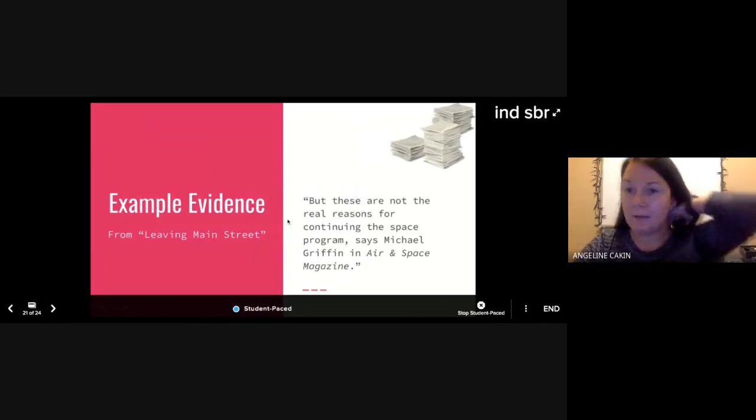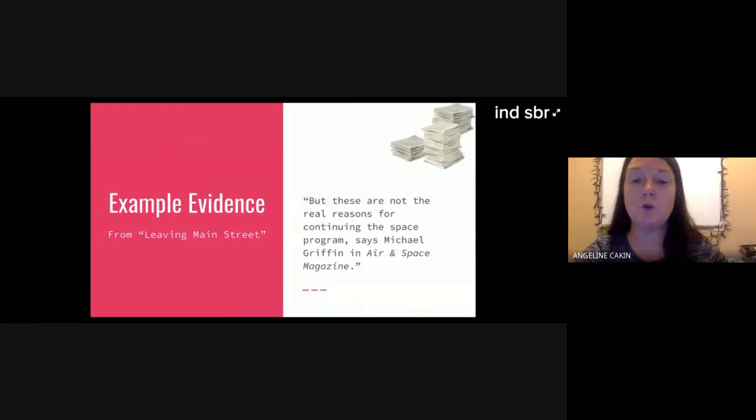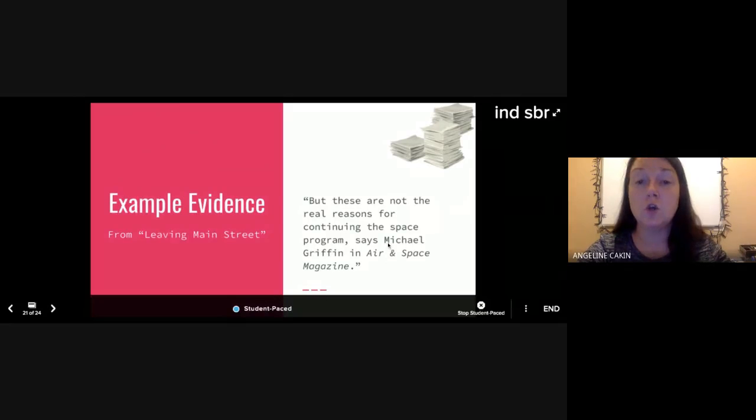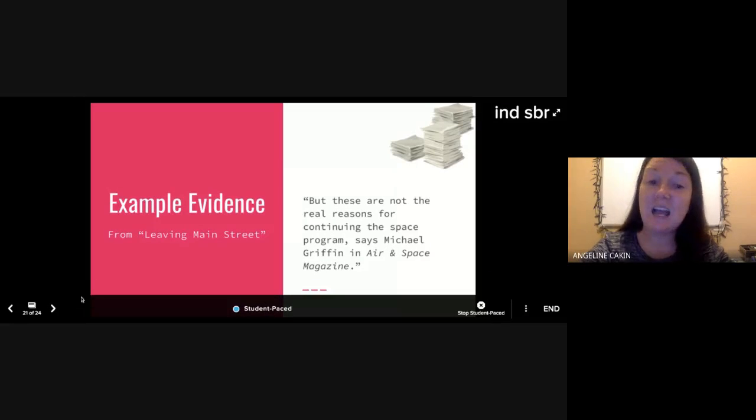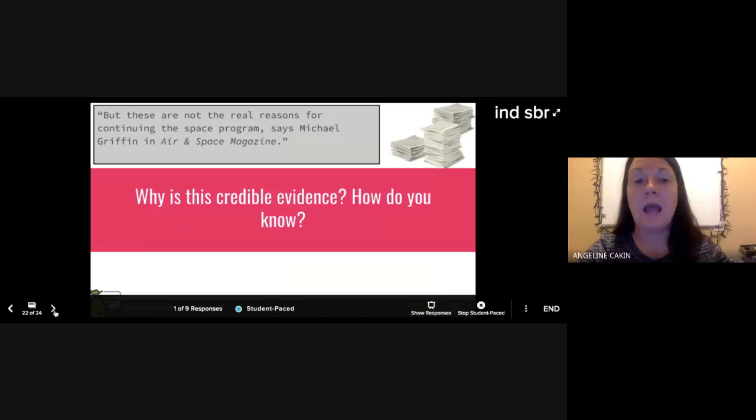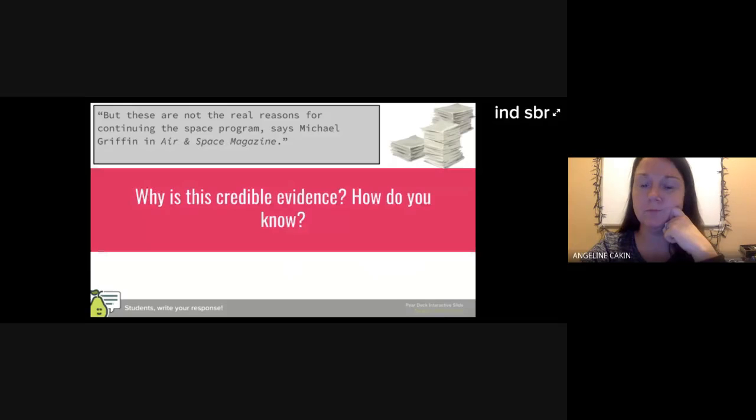So here's the example evidence from the model text: but these are not the real reasons for continuing the space program, says Michael Griffin in Air and Space magazine. So that's kind of evidence, and we know it's a trusted source. Michael Griffin in Air and Space magazine. We know that's a credible source. All right. So how do we know it's credible? So you're going to take a second to answer. Ms. Kakin said that's a credible source. How do you know? What makes it credible? Just based on that.